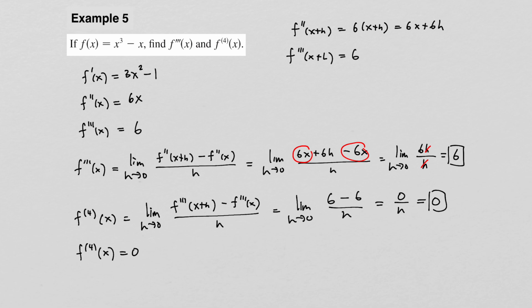But the important point here is each time you're finding the next derivative, you continue to use the original definition of a derivative, but the function inside here is always one derivative less than the one that you're trying to find. And that concludes this lesson.